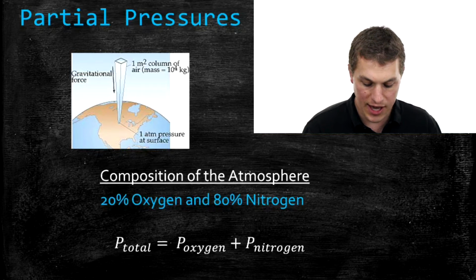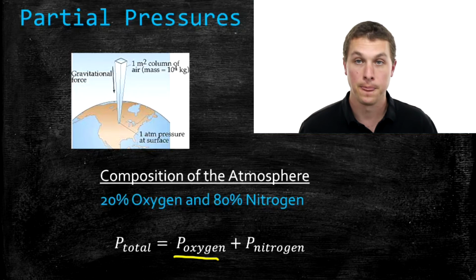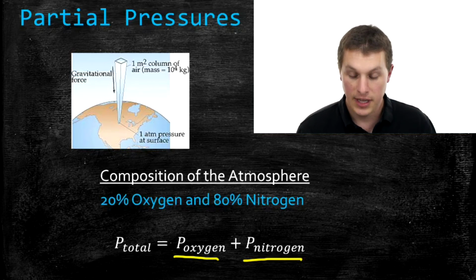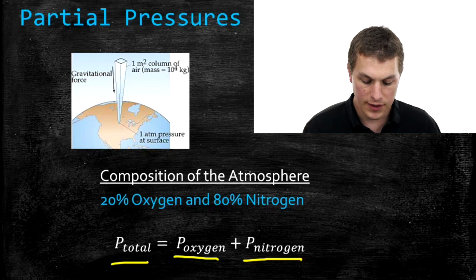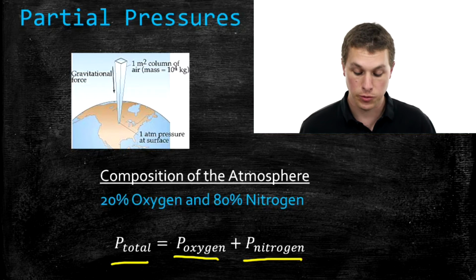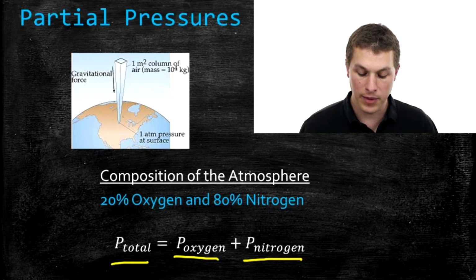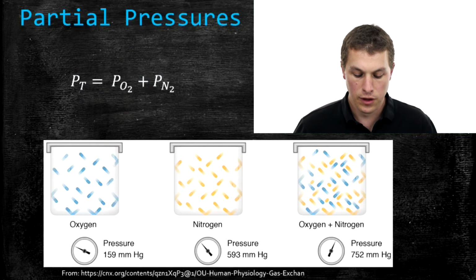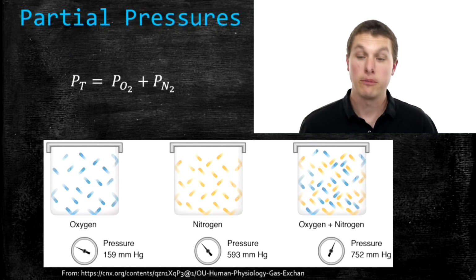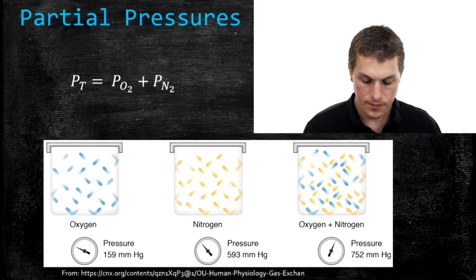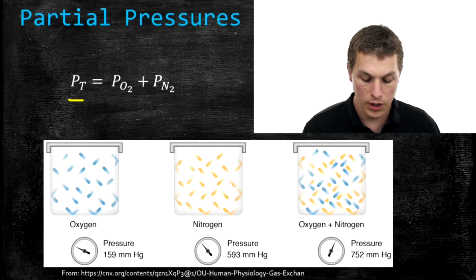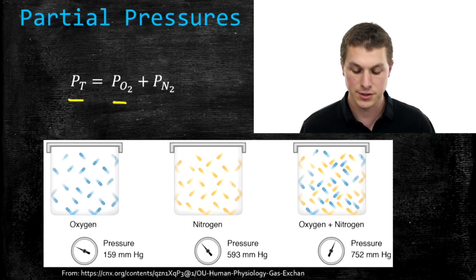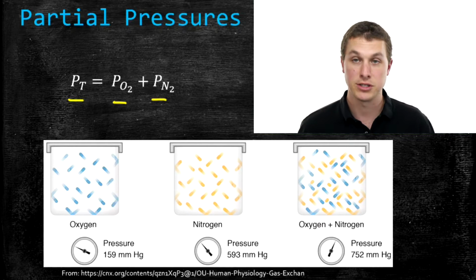It tells us that we can take the pressure from oxygen and the pressure from nitrogen and just add them up, and that'll give us our total pressure. This is called Dalton's law of partial pressure. Let me show you another diagram that might help make this a little clearer. So here we've rewritten our equation just in terms of P with a little t, that stands for pressure total, P with O2, that stands for the pressure of oxygen, and P with N2, the pressure of nitrogen.